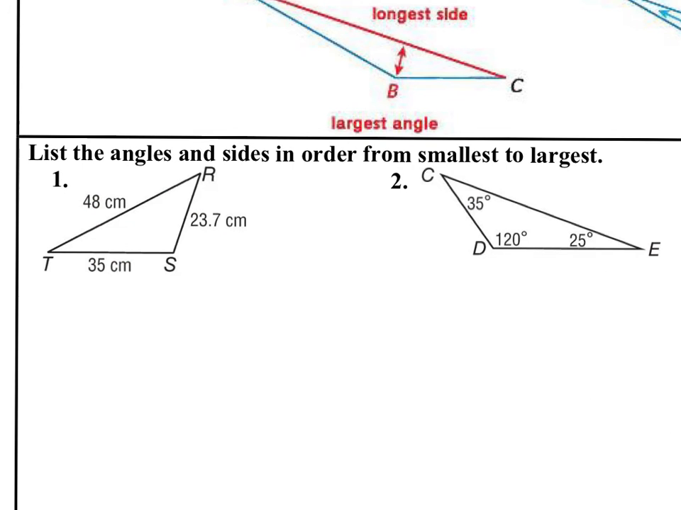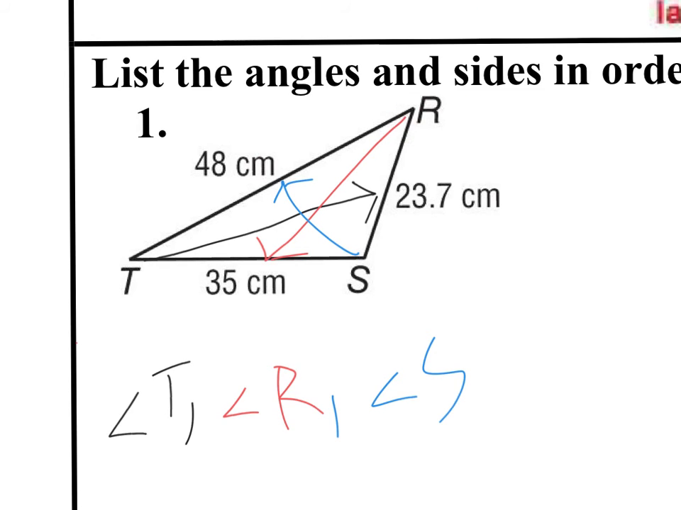So in these examples here, I'm going to list the angles and sides in order from smallest to largest. So if I'm given the side lengths, I'm going to label the angles from smallest to largest. And if I'm given the angles, I'm going to list the side lengths in order from smallest to largest. So here in example 1, I said angle T was the smallest, R was the medium, S was the largest. Because, again, you should be able to draw from the angle to the side or the side to the angle, however you want to do it. But I like to draw from the angle. So angle T is across from 23.7, which, looking at these three side lengths, is the smallest side length.